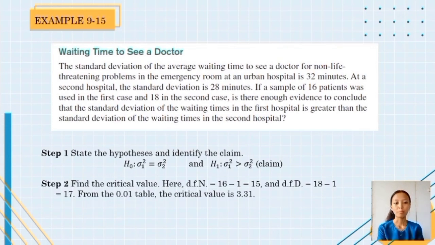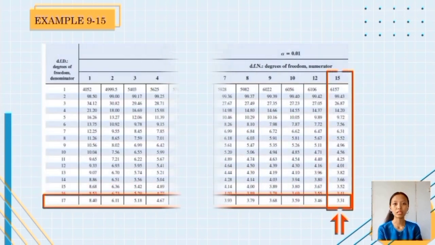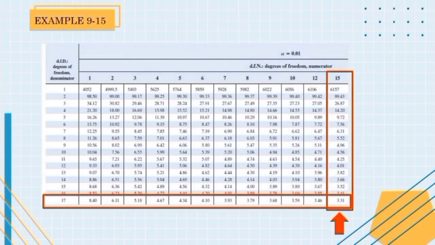Now the next step, or the second step, will be to find the critical value. Here our DFN is 16 minus 1 equals 15 and our DFD is equal to 18 minus 1 equals 17. From the 0.01 table, the critical value is 3.31.